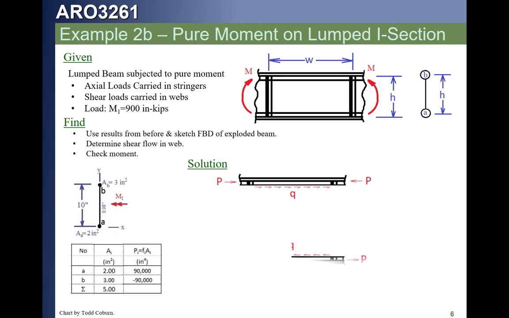Now we draw our next little piece. We can draw the lower cap. That was P, 90,000 pounds of tension. And the same thing's true since the same force is on both ends, equal and opposite. That shear flow along there will be 0 as well.